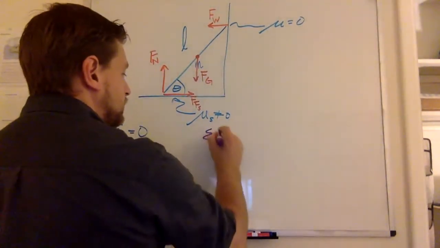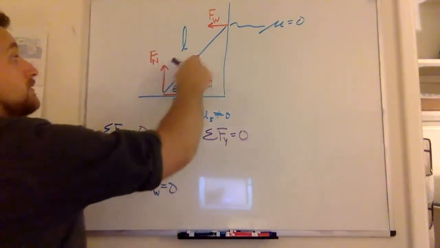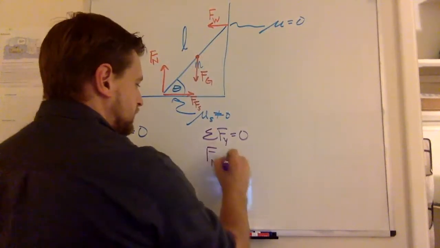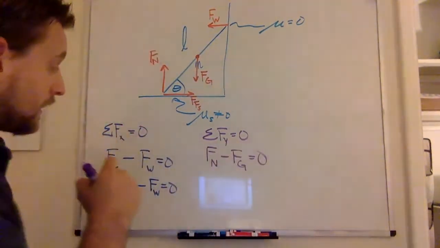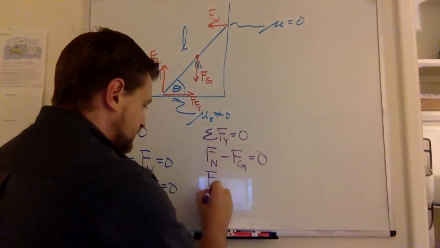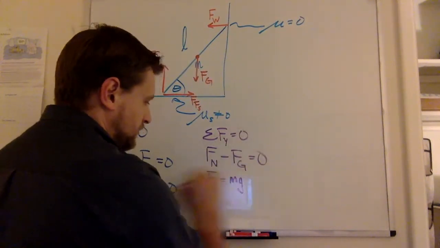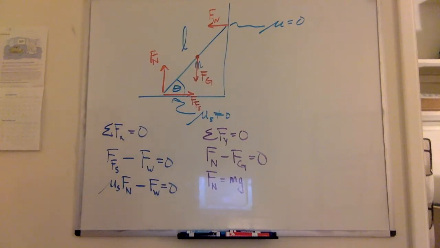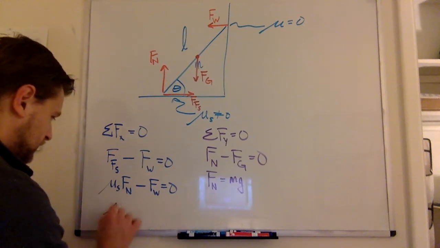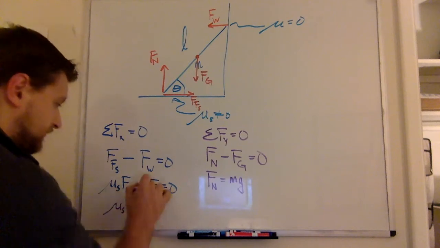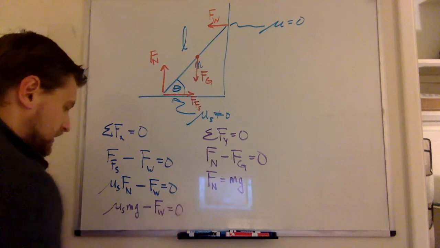We know the sum of the forces in the y direction needs to also be equal to 0. There are two vertical forces: the normal force from the floor up and gravity down. And this is really nice. The normal force needs to be equal to mg. So with that information, we can plug that in here and say that mu s mg minus the force from the wall is equal to 0.